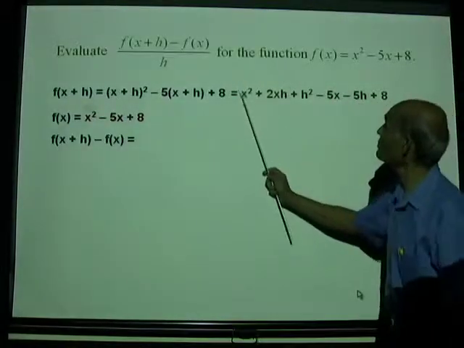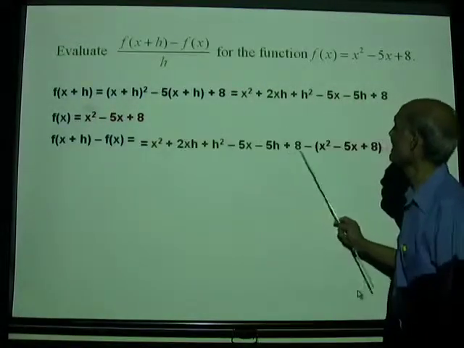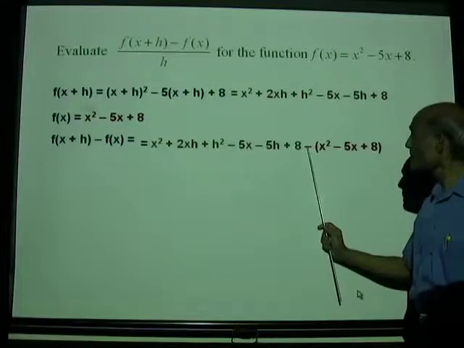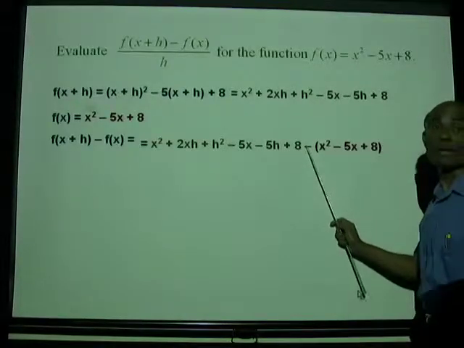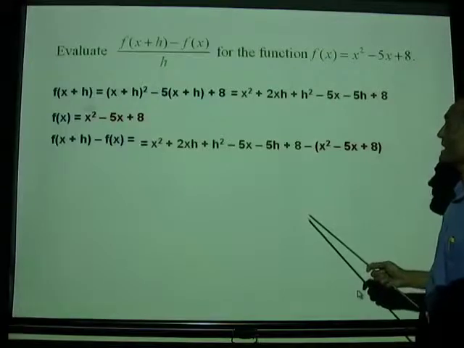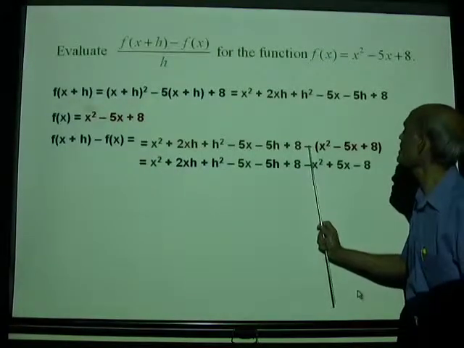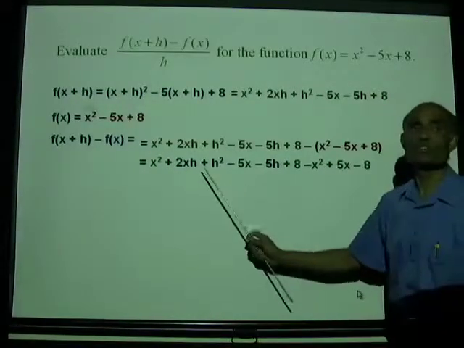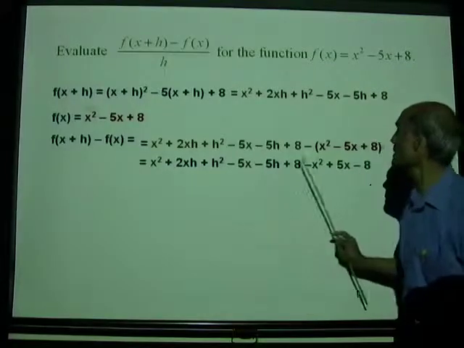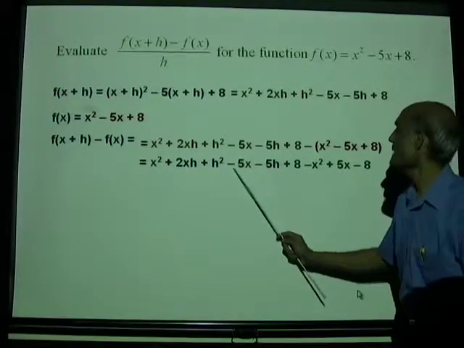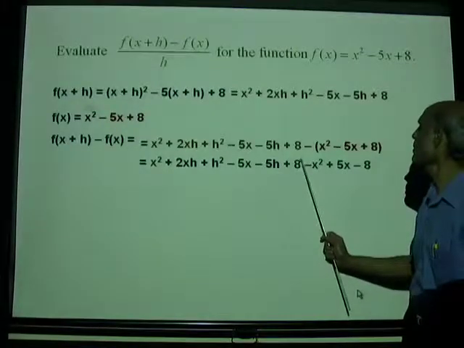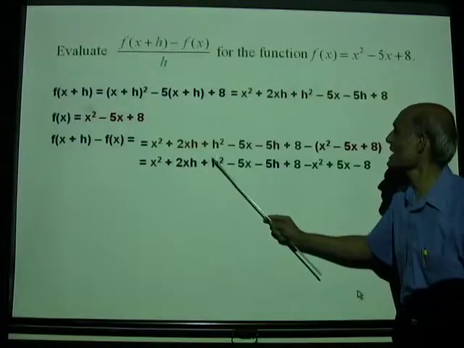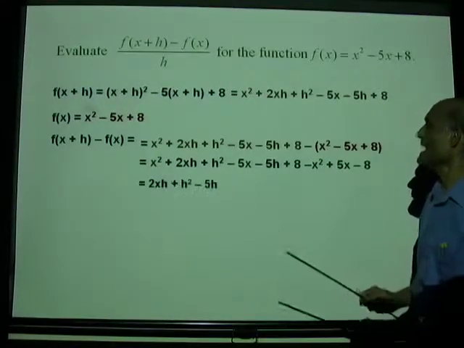How do I write that? I'm going to copy and paste that here. That quantity minus this quantity. And now I need to expand this by distributing the negative sign. So the only change there is that it will be minus x squared plus 5x minus 8. And you can see I have used green colors. X squared minus x squared will go, minus 5x plus 5x will go, plus 8 minus 8 will go, leaving us simply 2xh plus h squared minus 5h there.